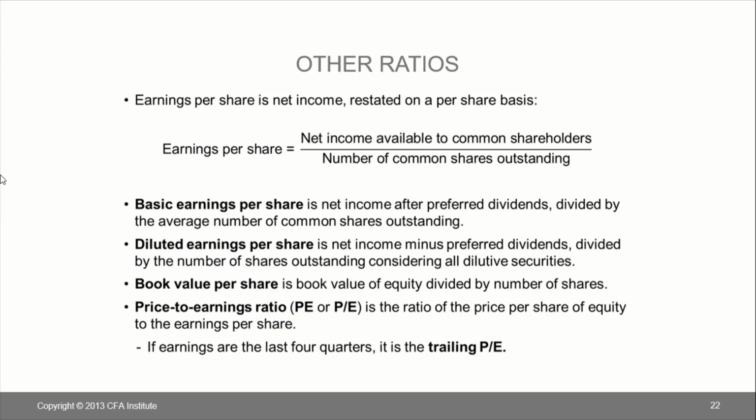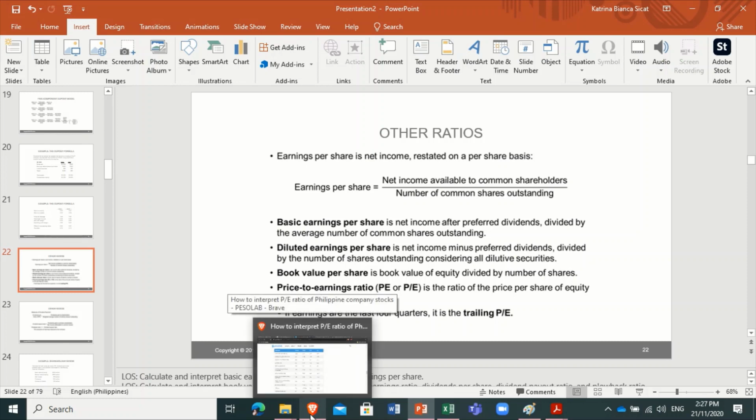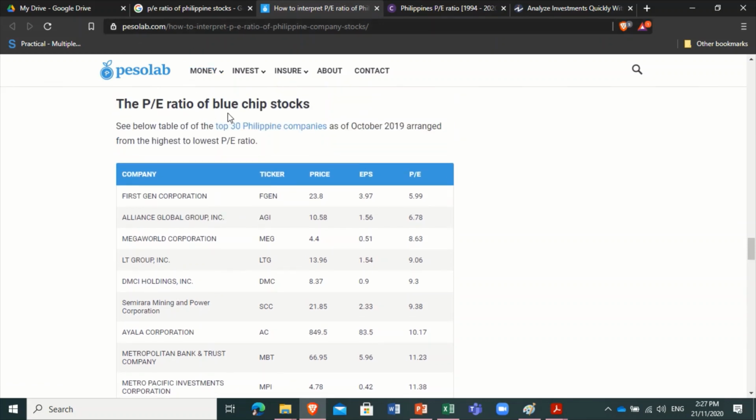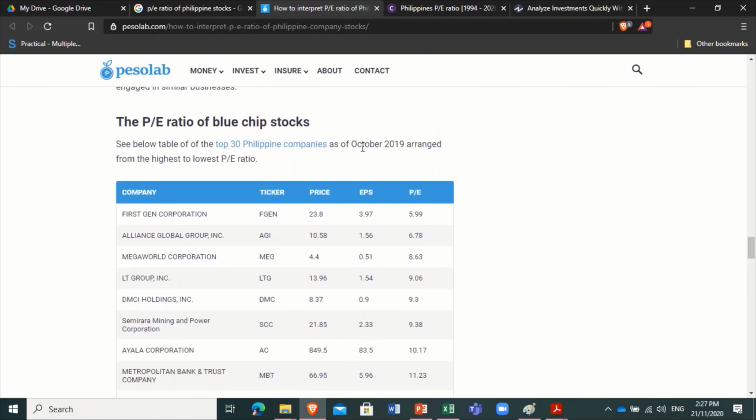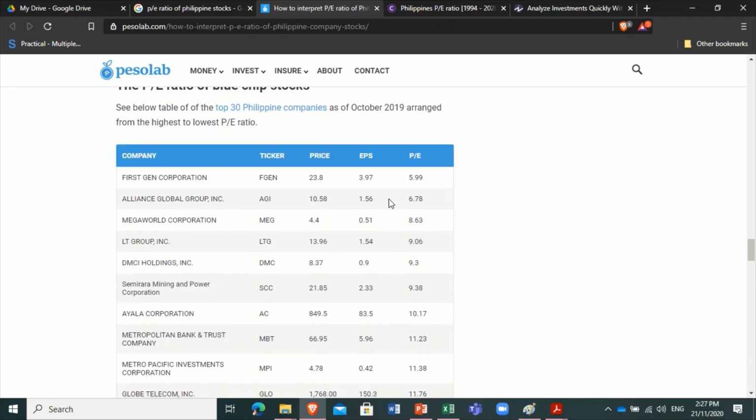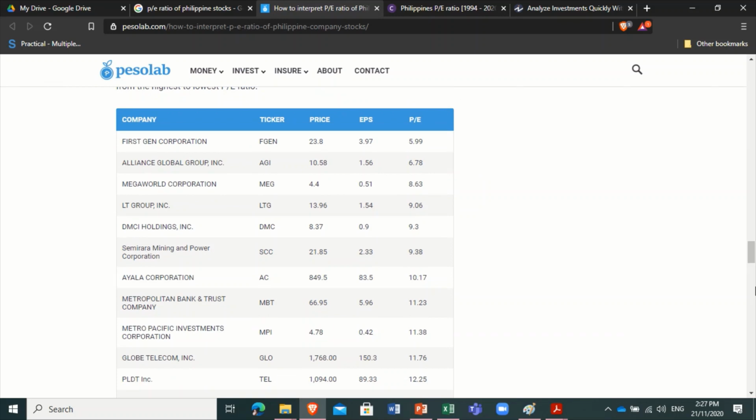So to make our discussion more meaningful, nandito ko ngayon sa pesolab.com. This is as of October 2009, the blue chip companies ng Philippines na gusto ko lang ipakita yung price, earnings per share, and then the price to earning ratio.